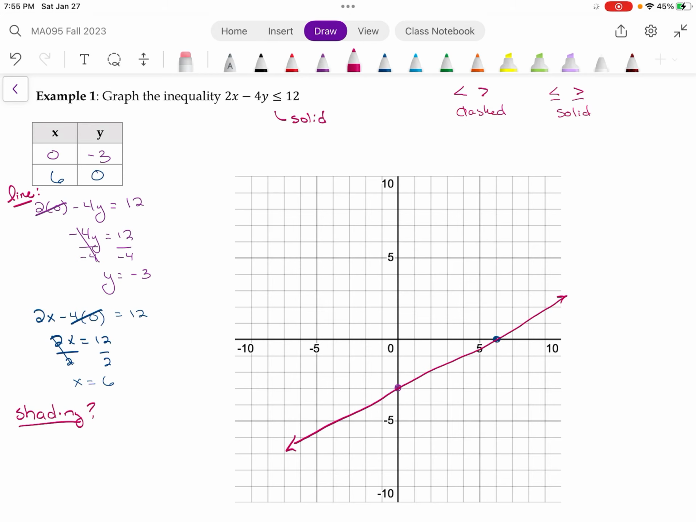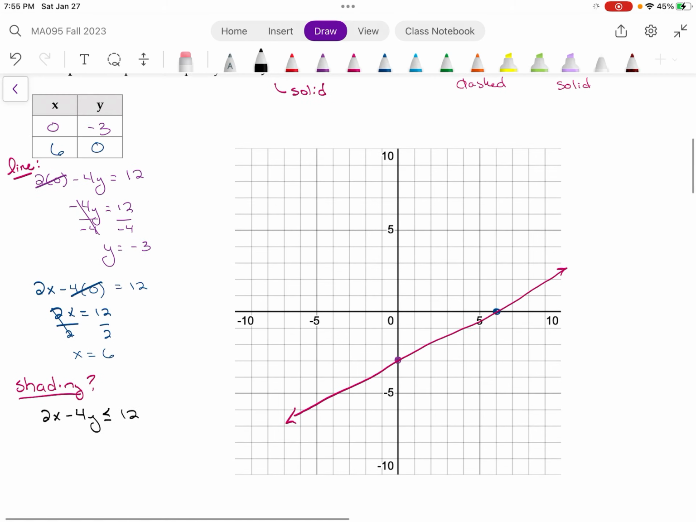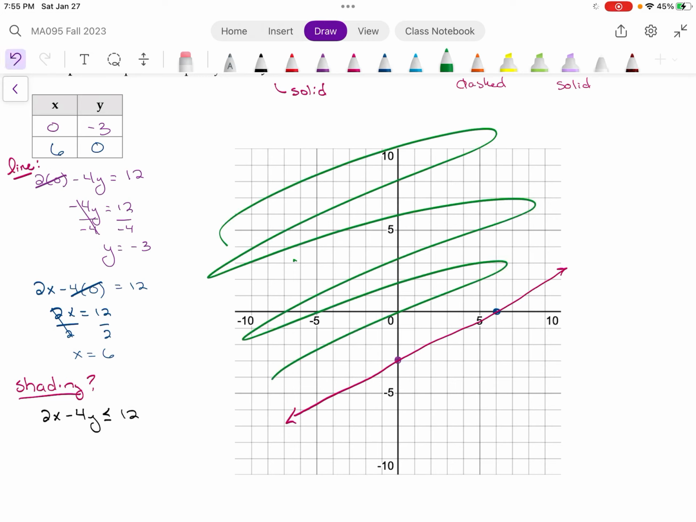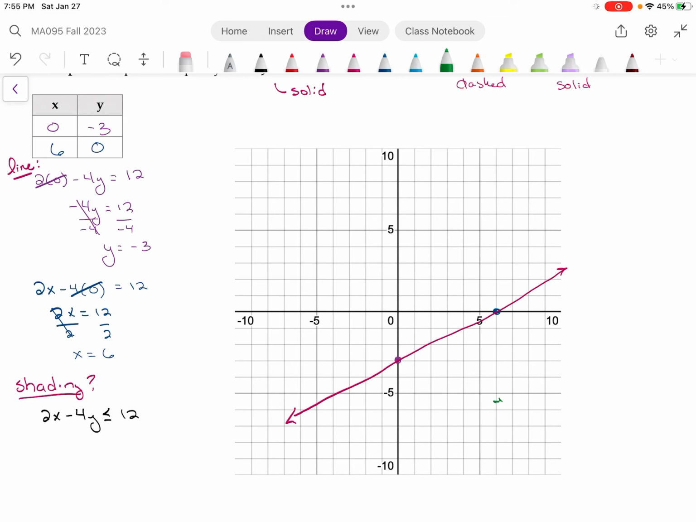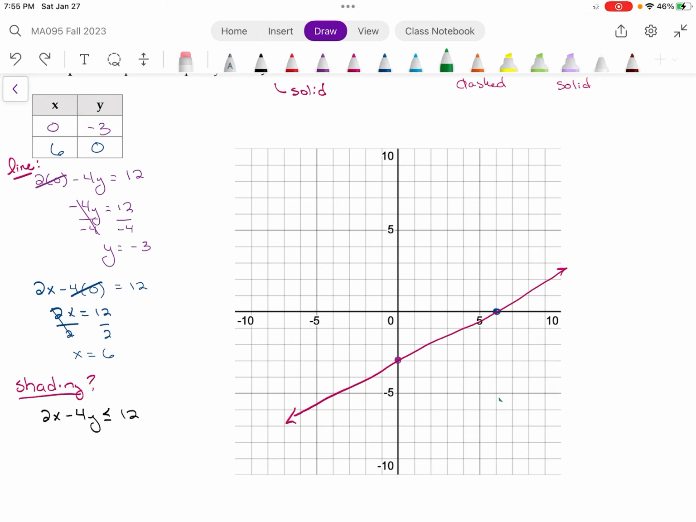All right, so what you want to do is pick a point and put it back into the 2x minus 4y is less than or equal to 12. We already did the equal. Now we have to do the less than, right? So that's what we're looking for. So what point would you want to pick? Any point. So if you picked a point over here and it was true, then that means everything over here is true. If we picked a point over here, and that was true, then that means everything over here is true. So, let's see. Let's think about this.